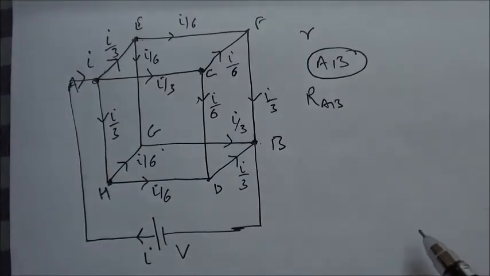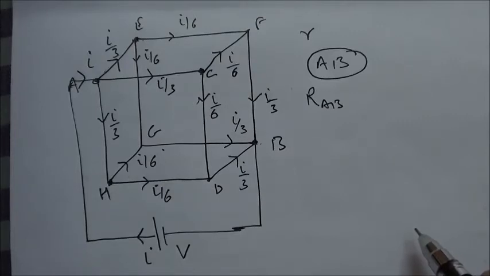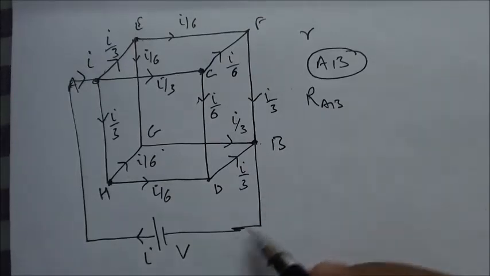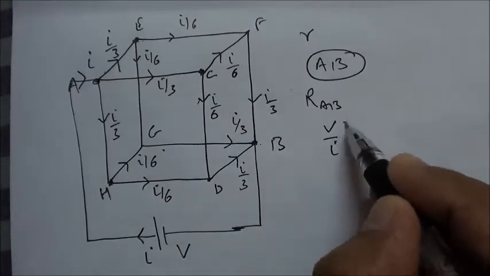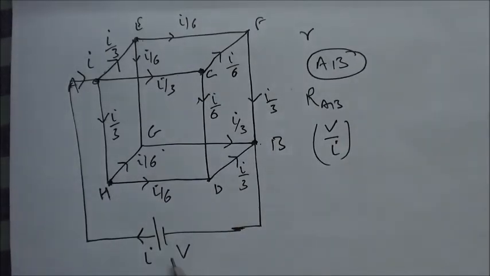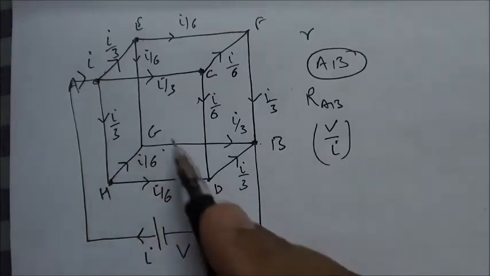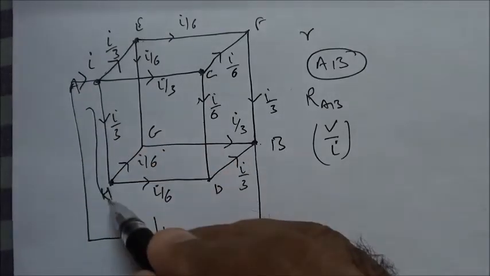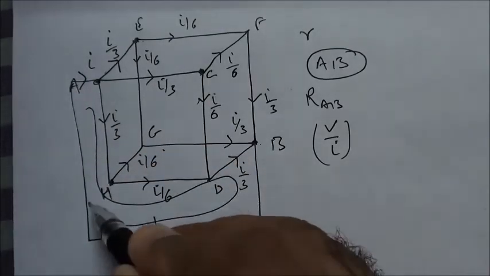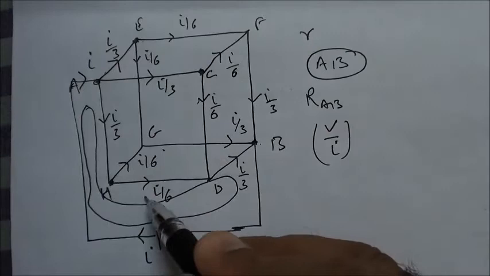Now I have to choose any one path and apply Kirchhoff's law. I am taking this outer one. I need the value of V by I. I have taken net voltage V and net current I, so V by I will give me the net value of resistance. So let us take this path, the outer loop.